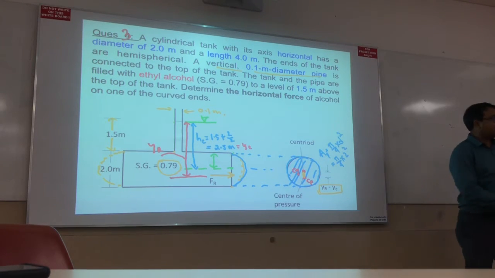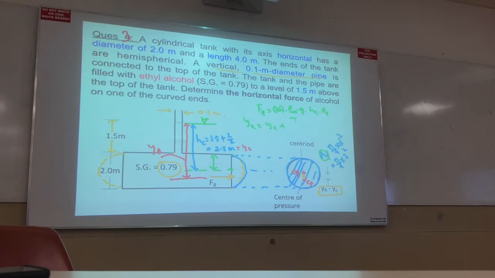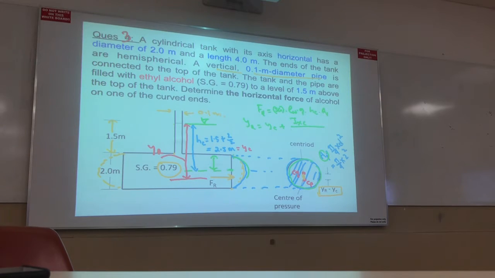So FR we can easily calculate, right? No problem. What is the value of FR? Tell me. FR, specific gravity, right? Density of water, g, HC, area. This area. And YR equals YC plus IXC of this circle divided by YC times area. Done. Question is solved.